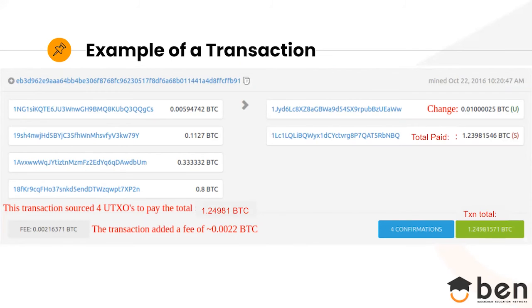Here is an example of a Bitcoin transaction on the Bitcoin Blockchain Explorer. On the left-hand side are the 4 UTXOs, or the 4 inputs to the transaction. On the right are the 2 outputs, which are a change transaction and the total amount paid. On the bottom left is the fee paid to the Bitcoin miners. And on the bottom right in green represents the total amount transacted. The blue box just to the left of that represents the total amount of confirmations on the Bitcoin blockchain.